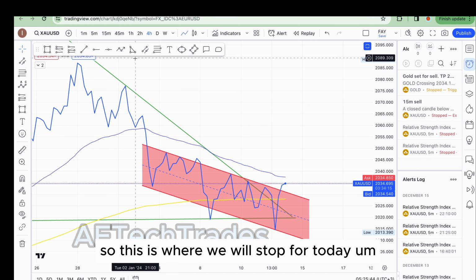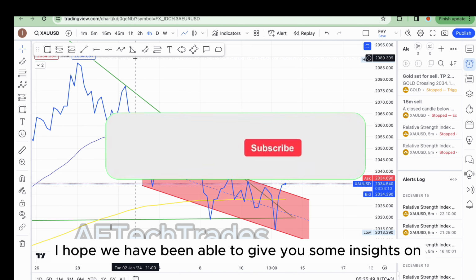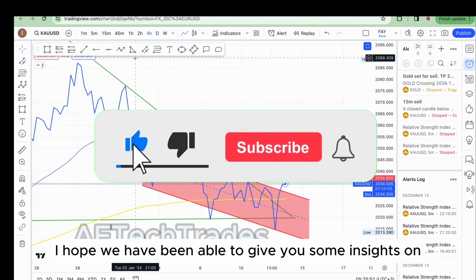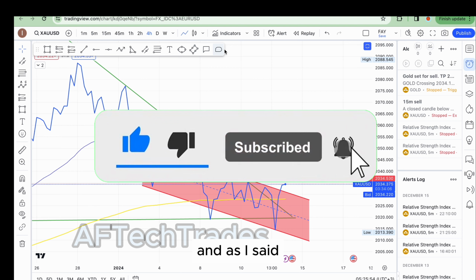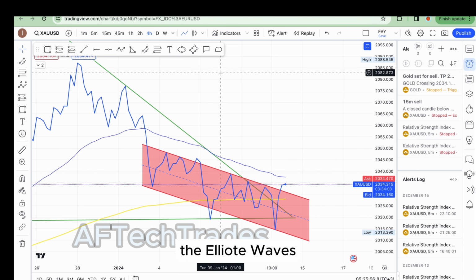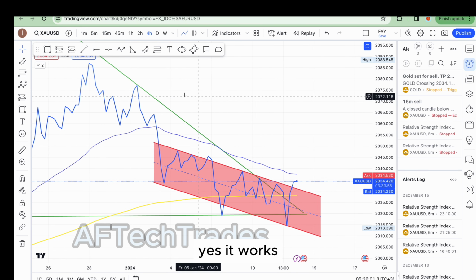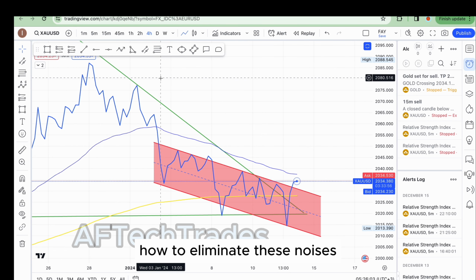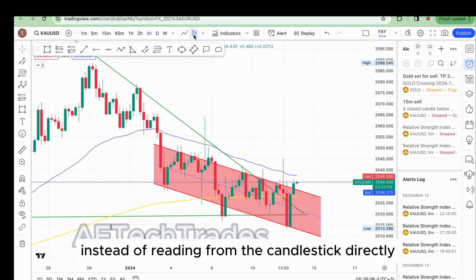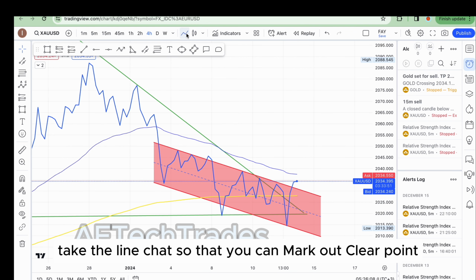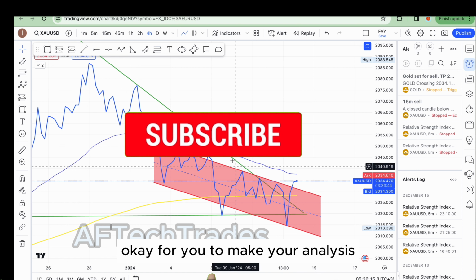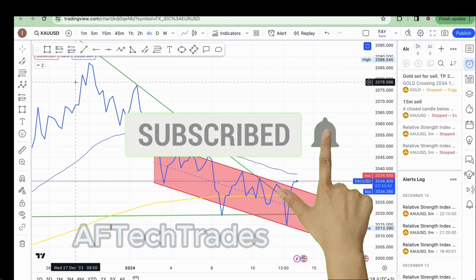So this is where we will stop for today. I hope we have been able to give you some insights on how to apply these tools. And as I said, the Elliott Wave works perfectly on the higher time frame. In the lower time frame, yes, it works, but there is a lot of noise. To eliminate these noises, instead of reading from the candlestick directly, take the line chart so that you can mark out clear points for your analysis.